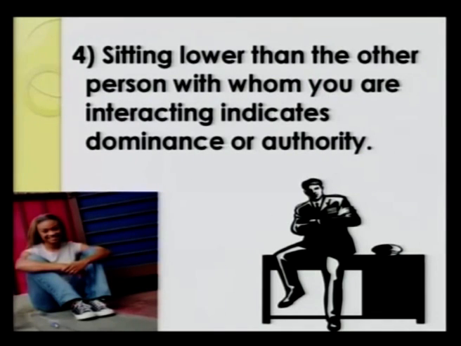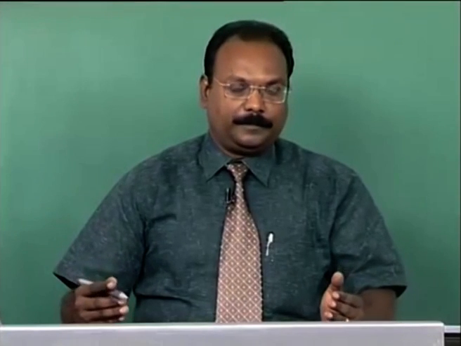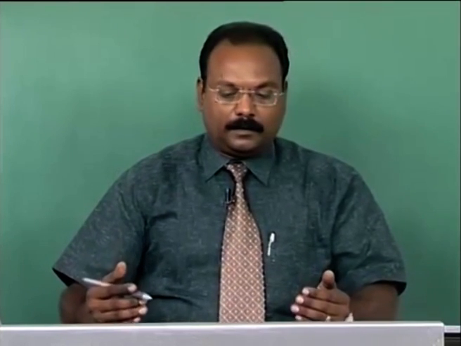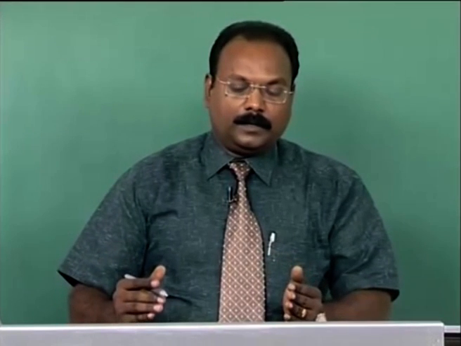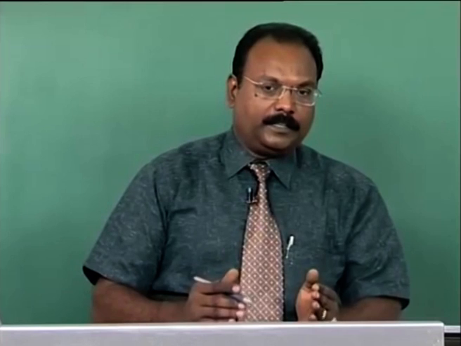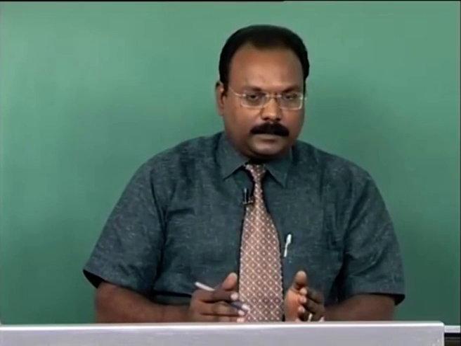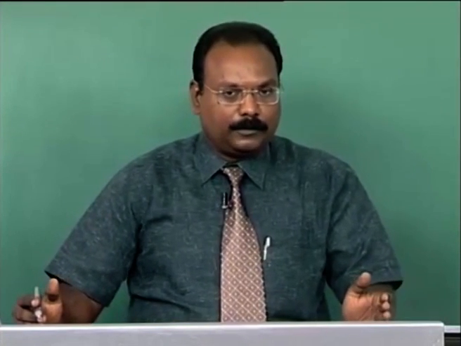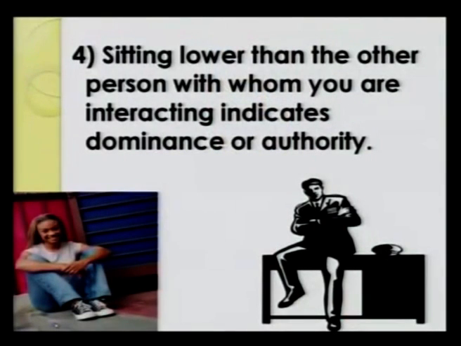Just a brief explanation. Suppose in an interactive situation, you are talking to somebody, you are communicating with somebody, and let us say that you are sitting lower and the other person is sitting at a higher position. The fact that you are sitting at a lower position is indicating that you are dominating or you are showing authority. So, that is the question. Just say true or false, T for true, F for false. Have a quick look and say this. I hope you have done it. Let me go to the next one.